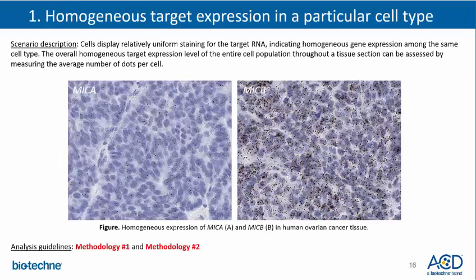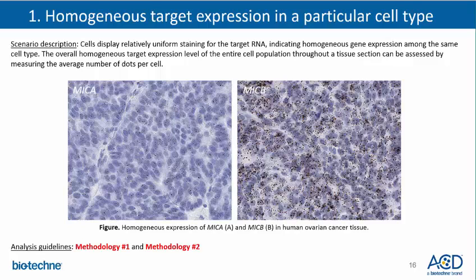The first staining scenario is the homogeneous target expression in a particular cell type. In this scenario, cells display a relatively uniform expression level for the target RNA, indicating homogeneous gene expression among that cell type. The overall homogeneous target expression level of the entire cell population throughout the tissue section can be assessed by measuring the average number of dots per cell.